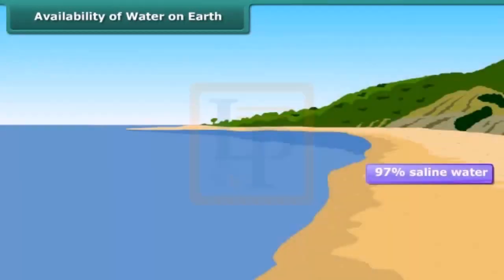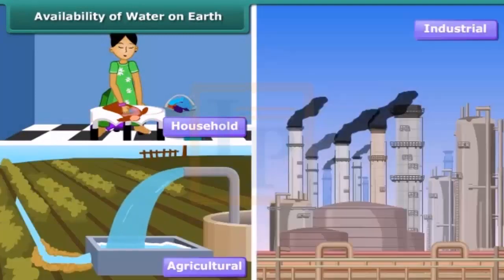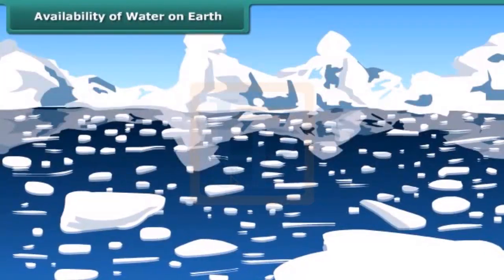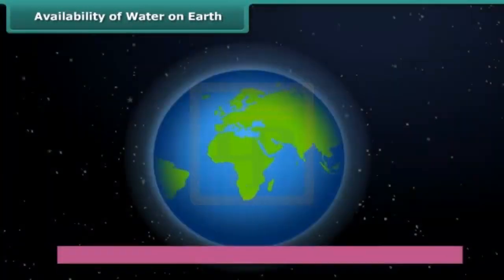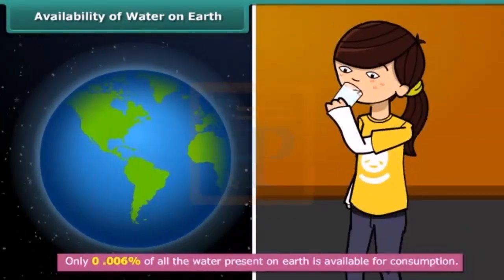However, 97% of the total water present on Earth's surface is saline water. Hence, it is fit neither for household consumption nor for agricultural and industrial use. The remaining 3% is fresh water, two-thirds of which is frozen in glaciers and polar ice caps. Only 0.006% of all the water present on Earth is available for consumption.